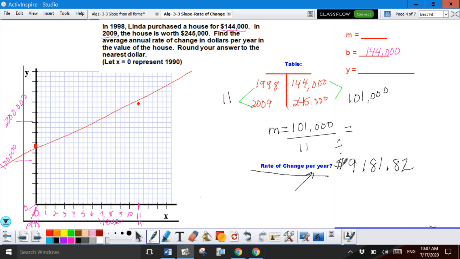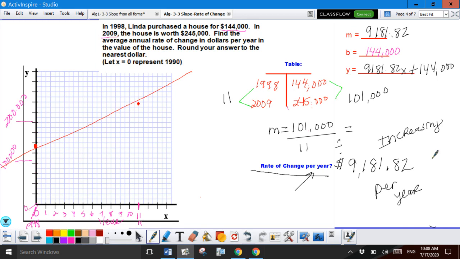And remember, this is money, okay? So what this is telling me is that the house I purchased is increasing by $9,181.82 per year. Okay, so I can go ahead and put 9181.82 here. This is money. So my equation is y equals 9181.82x plus 144,000. So there's my equation, okay?